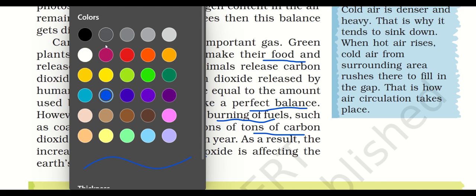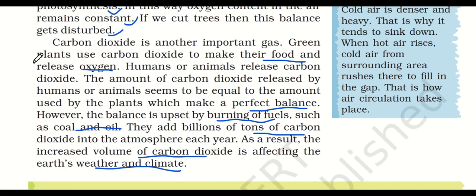Carbon dioxide is another important gas. Green plants use carbon dioxide to make their food and release oxygen. Humans and animals release carbon dioxide. The amount of carbon dioxide released by the humans or animals seems to be equal to the amount used by the plants, which make a perfect balance.